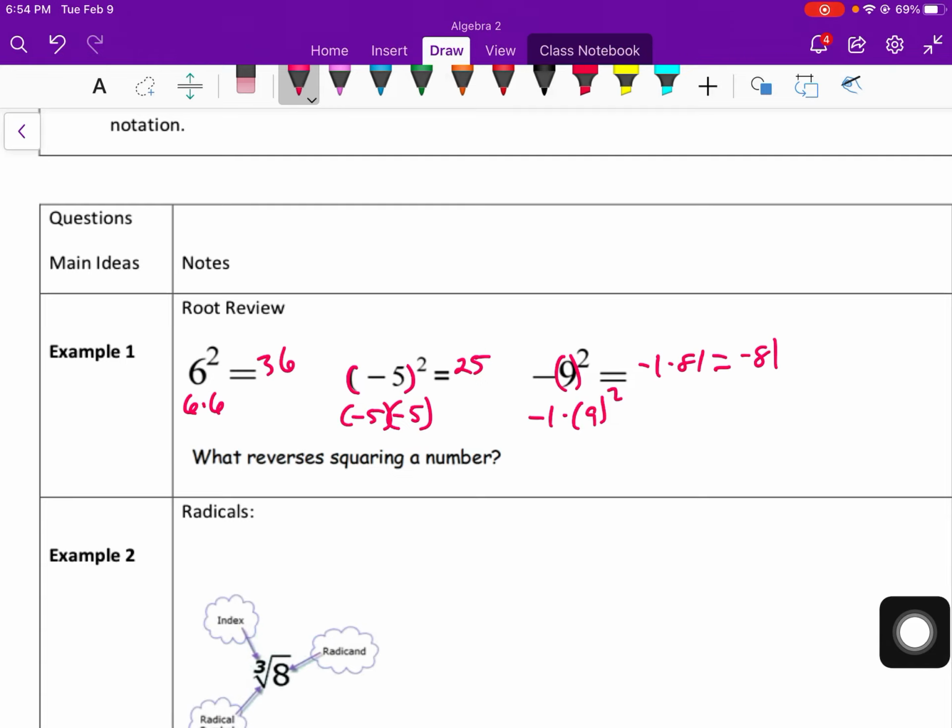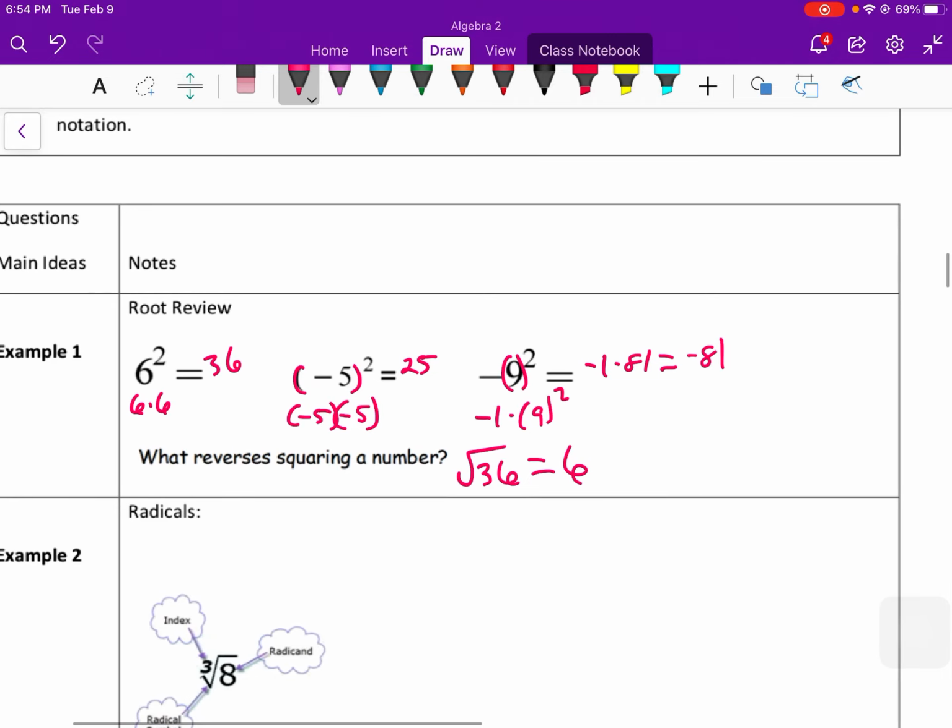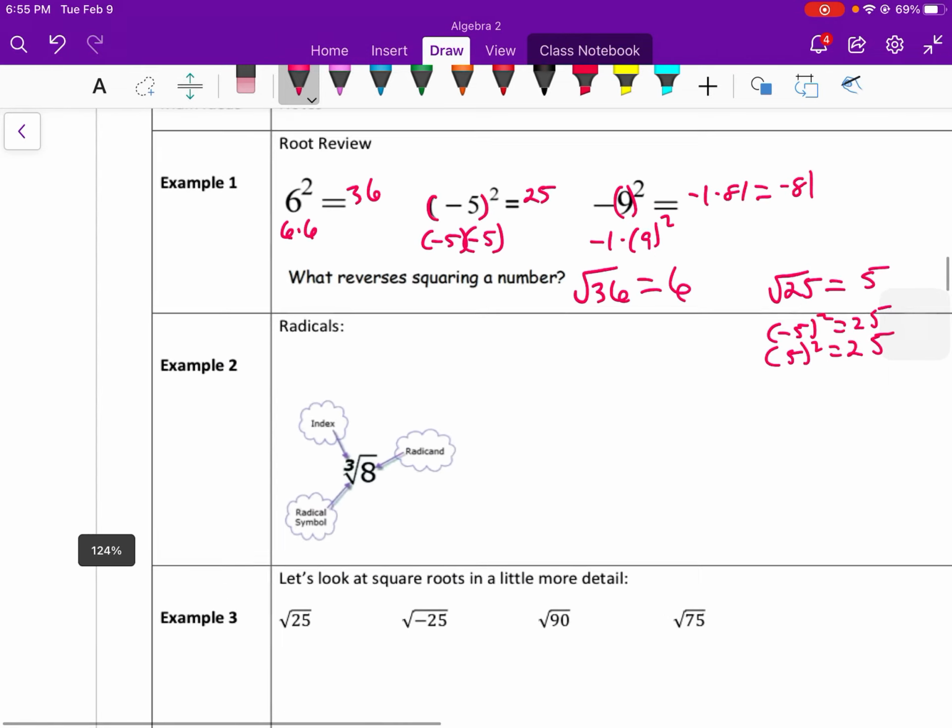So what reverses squaring a number? That would be the square root. So in that first case, 6 squared is 36, so the square root of 36 would be 6. And then the square root of 25 would be 5. If you introduce it as a squared value, then take the square root, then you could get plus or minus 5, because -5 squared is 25 and 5 squared is 25.